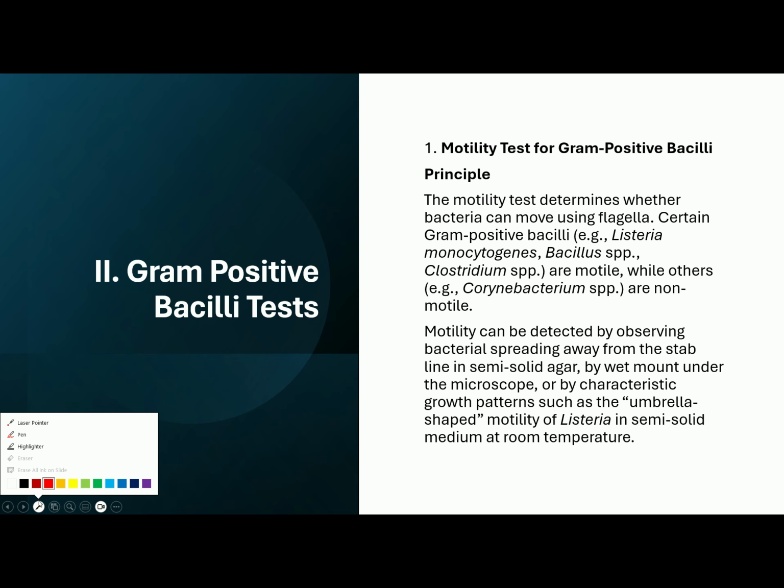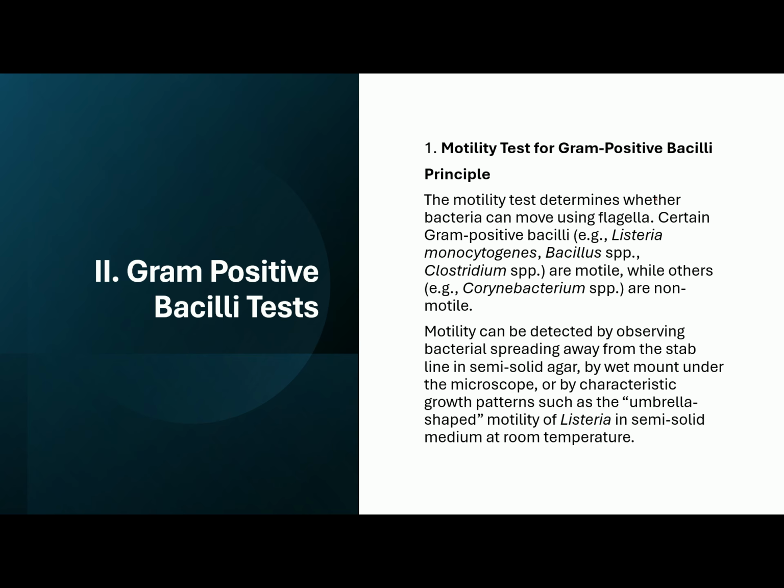Okay, let's continue with the gram-positive bacilli. There are also tests for your gram-positive bacilli. We're done with the cocci, now let's go to the bacilli. The most common test for gram-positive bacilli is their motility. This is determined by the bacteria's presence of flagella. Certain bacilli, like Listeria and Bacillus, have flagella and are motile, while some, like your Corynebacterium, are non-motile.